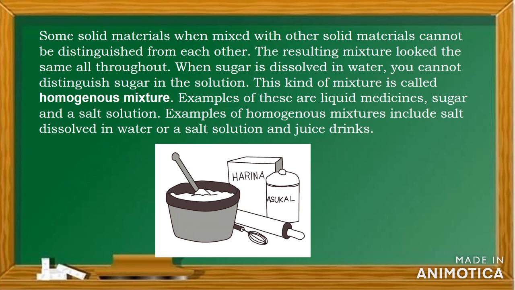Some solid materials, when mixed with other solid materials, cannot be distinguished from each other. The resulting mixtures look the same all throughout. When sugar is dissolved in water, you cannot distinguish sugar in the solution. This kind of mixture is called homogeneous mixture.